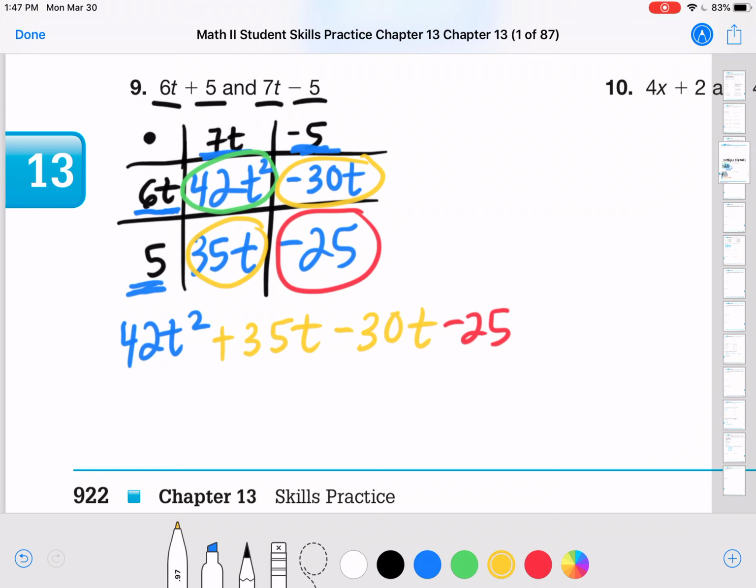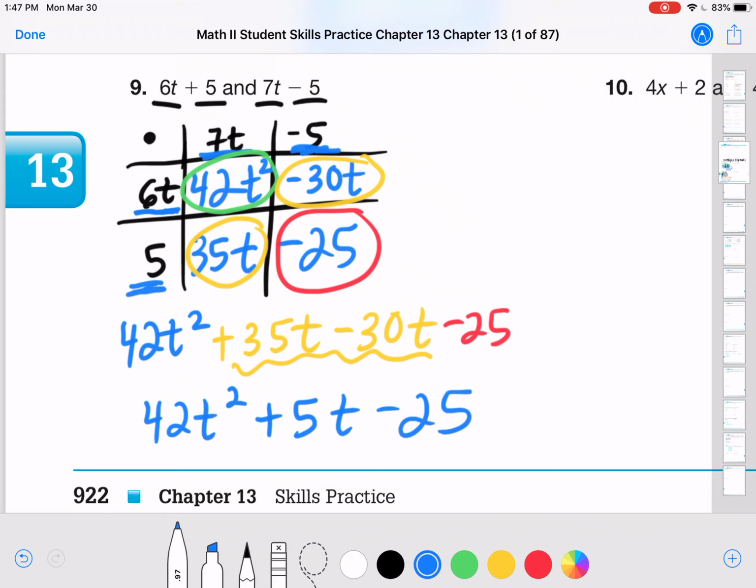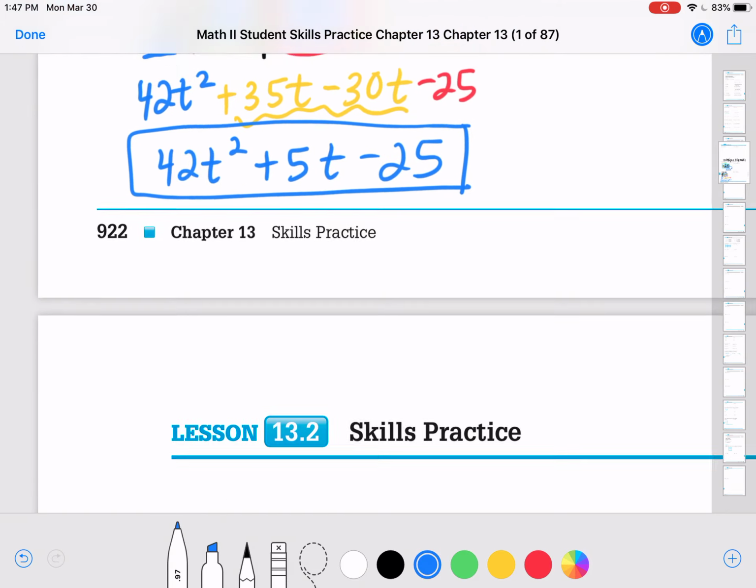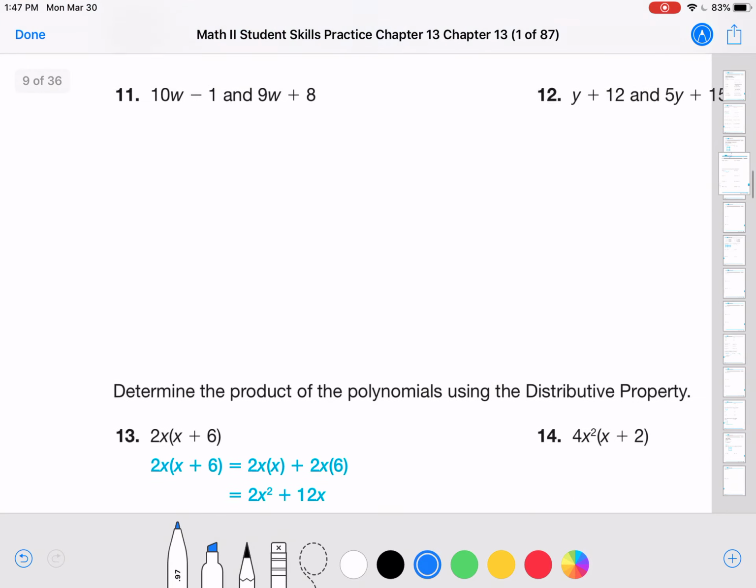The yellow terms can be combined, the other ones cannot. They're not like terms. So I'm going to get 42t squared. In the middle, 35t minus 30t is going to give me positive 5t, minus 25. And that's my answer. I can't combine anything, and it's in standard form. Okay, let me try number 11.